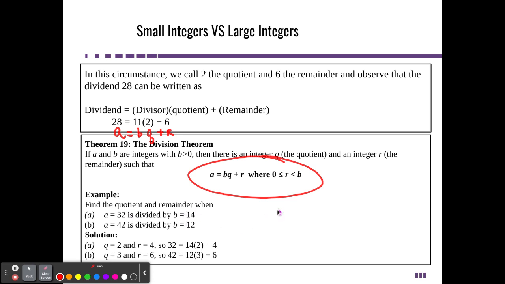Still doing this process, we're going to take 14 and divide it into 32. 14 goes into 32 2 times. I get 28, and I get 4 left over. Now I can take that and plug it into my particular problem to get my actual equation. This is my quotient, and this is my remainder.